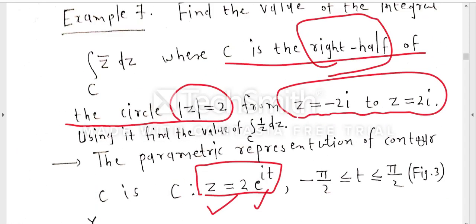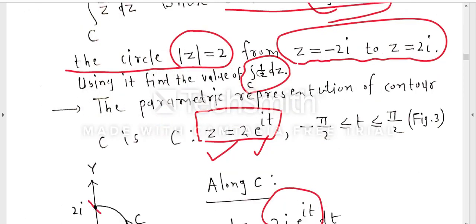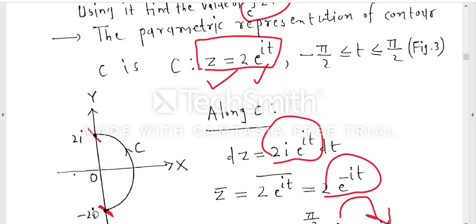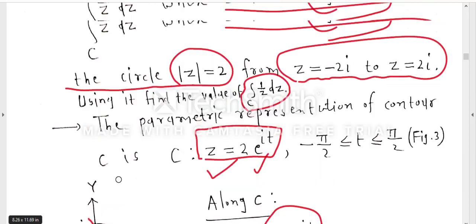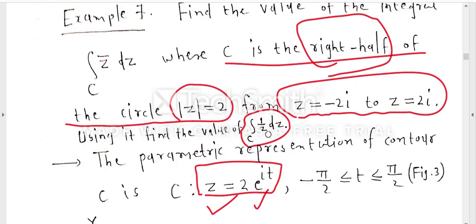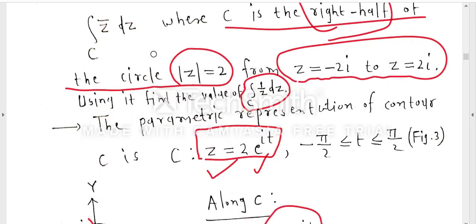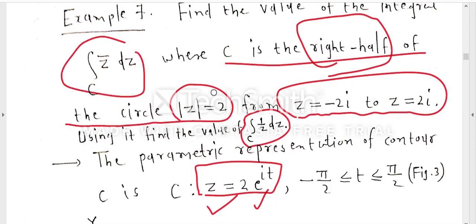Now you are asked to find the value of the function 1 by z along C. So you can see f of z is 1 by z along C. Along C, all the values of z are non-zero. z is different from 0 along C. That means the function is defined along C. Now using this integral, you have to find the value of the integral of 1 by z along C.